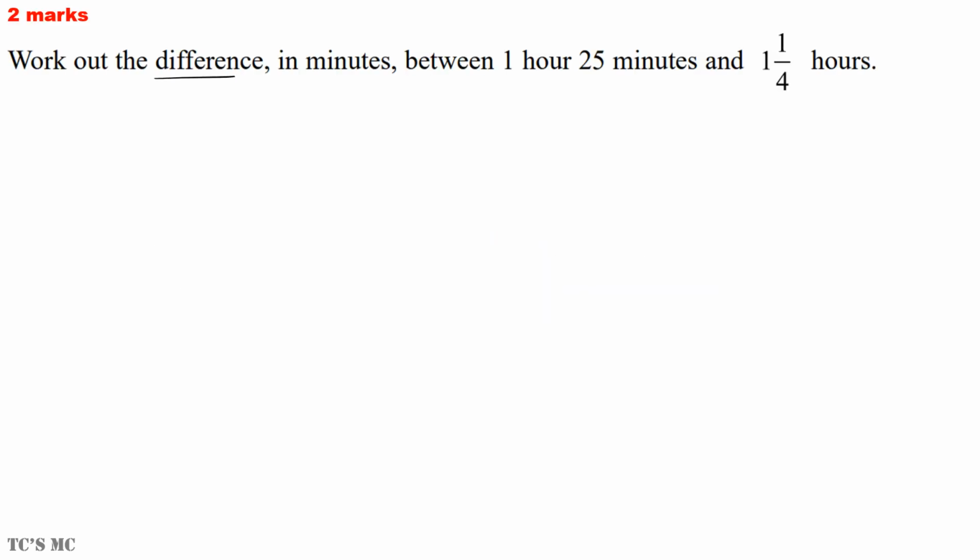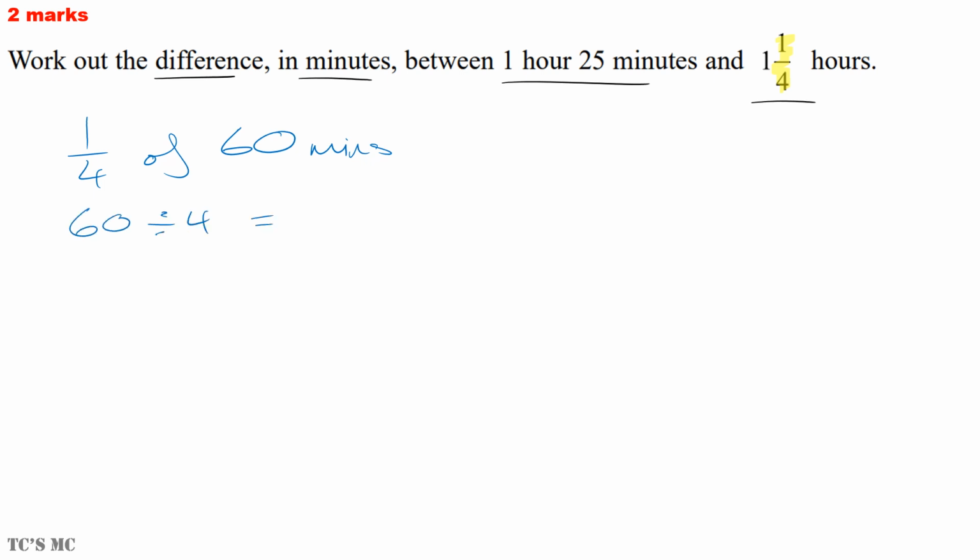Work out the difference in minutes between 1 hour 25 minutes and 1 1/4 hours. To start with, I am going to convert the quarter of an hour. So on the side, that would be a calculation of 1/4 of 60 minutes. Remember, there are 60 minutes in 1 hour. To find a quarter of 60 minutes, I'm going to do 60 divided by 4, so half it and half it again, and we have 15 minutes. So that's just a side calculation.